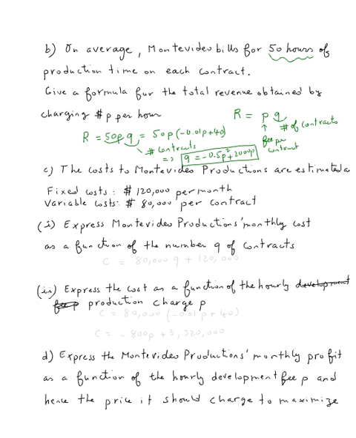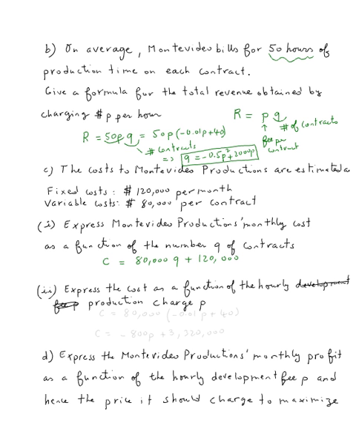Now for C, the costs to Montevideo Productions are estimated as fixed costs of 120,000 and variable costs of 80,000 per contract. So if we're trying to find the cost as a function of Q, that will be easy. C is equal to 80,000 per contract, so 80,000 times contracts, which is Q, plus 120,000 fixed cost.